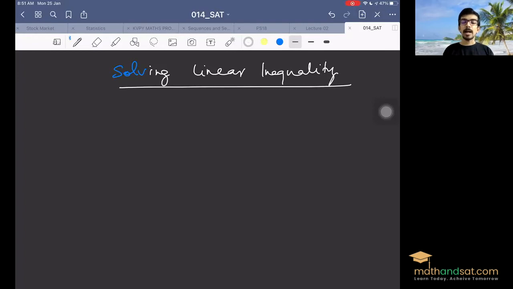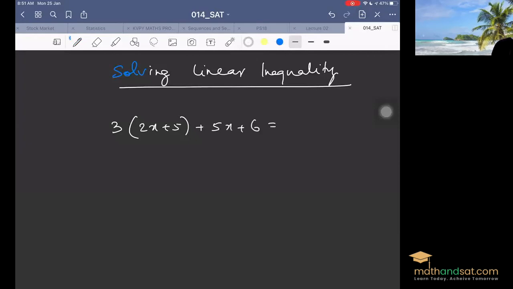Then we will combine the like terms. If there are any like terms, then we'll combine them. Then what will we do? Then we'll collect the variables to one side, the numbers on the other side. Say, suppose you have something of this form: 3 times (2x plus 5) plus 5x plus 6 is equal to 2x plus 3.